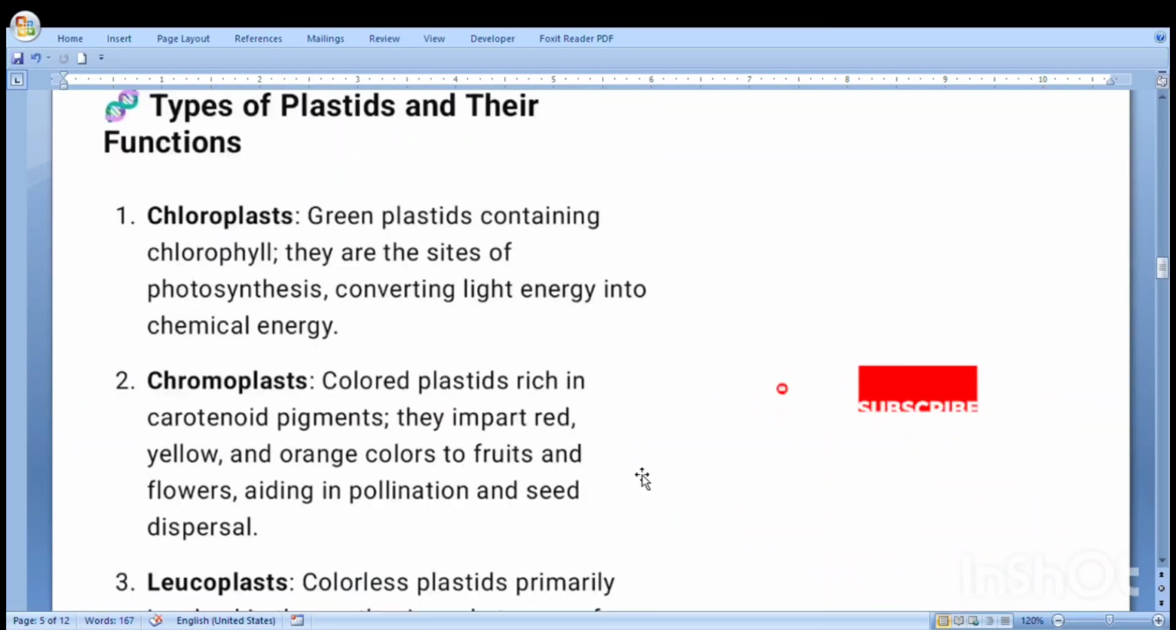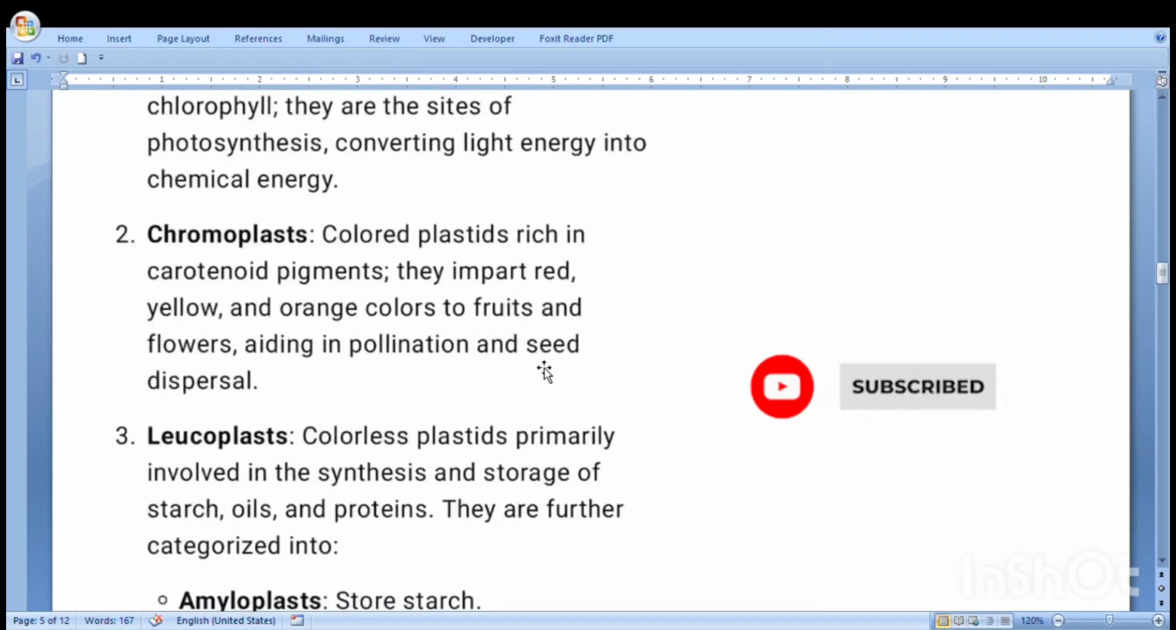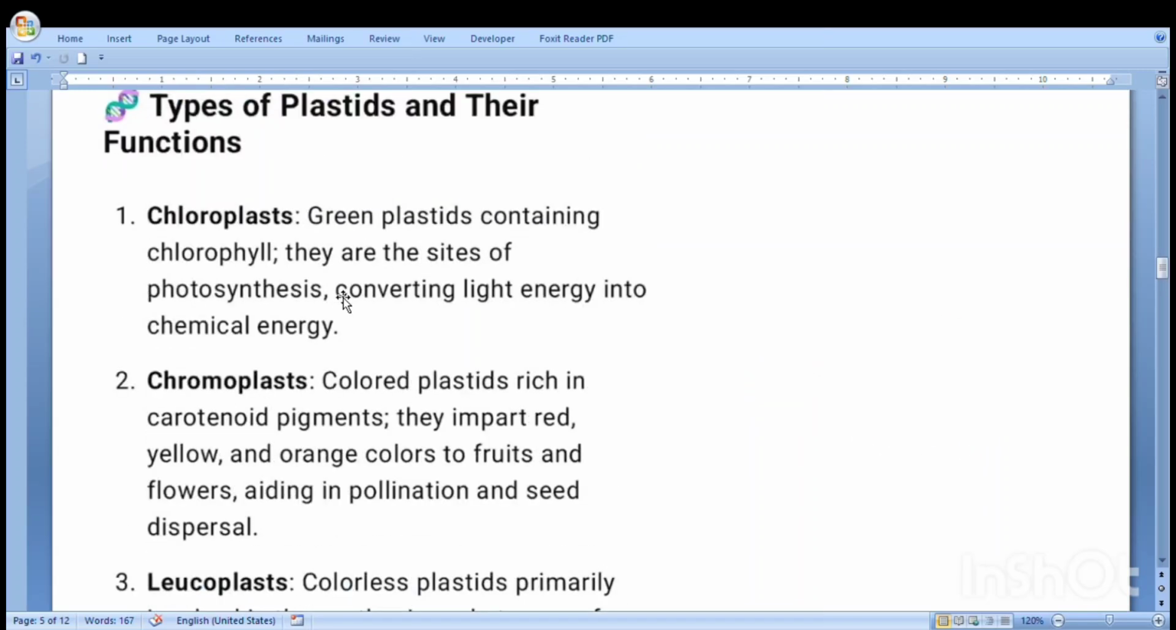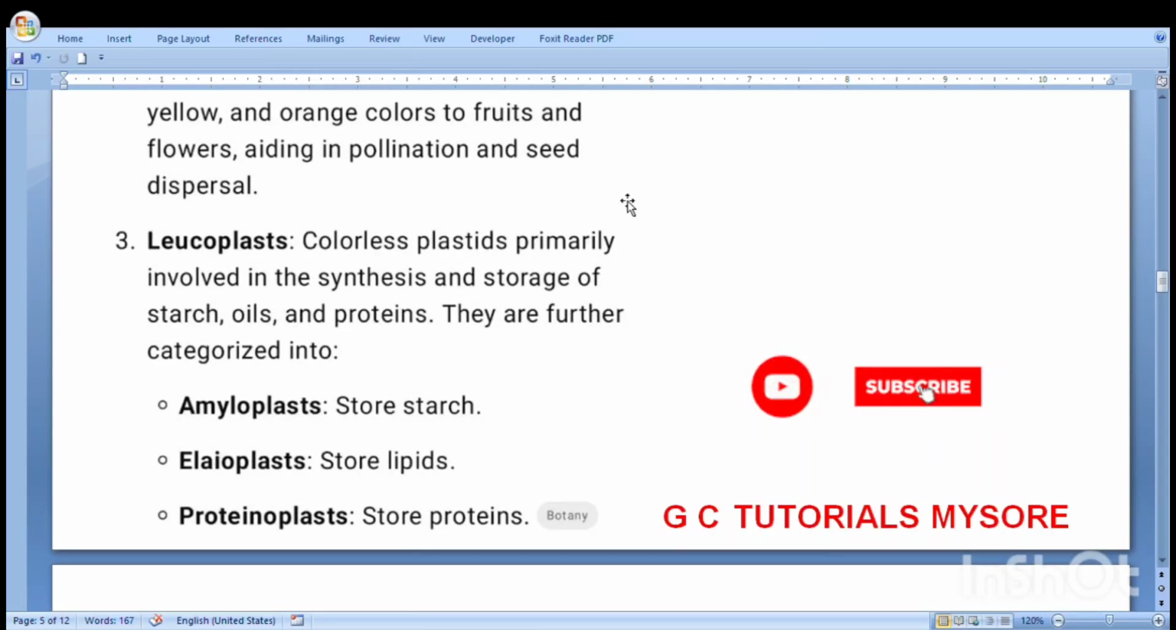I gave you simple notes for all these types of plastids and their functions. I already told you the chloroplast contains chlorophyll. They are the sites of photosynthesis. The chloroplast converts light energy into chemical energy. And the chromoplast is a colored plastid rich in carotenoid pigments. They impart red and yellow colors. I already told you everything.